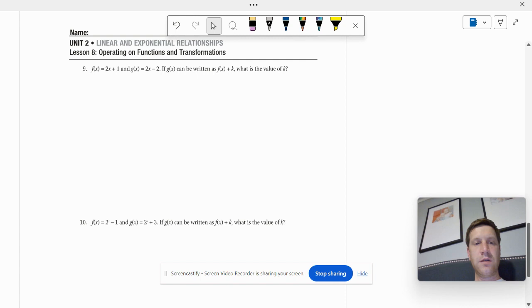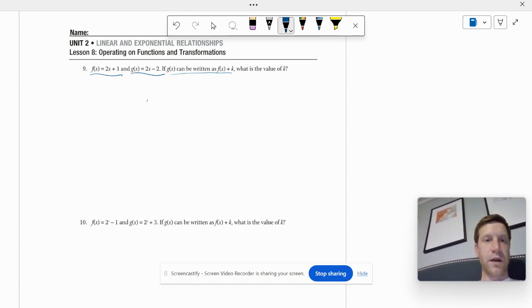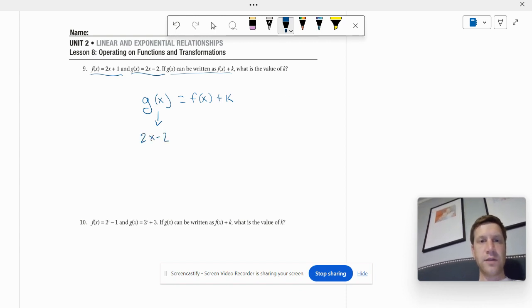And then here are 2 last ones on this page. You have f of x, you have g of x as equations, and you want to write g of x as f of x plus k. What's the value of k? All right, so g of x can be written as, that's another way to say equals, g of x equals f of x plus k. And then I have an expression for g of x. So underneath that, let's substitute in 2x minus 2. That's what g of x is equal to.